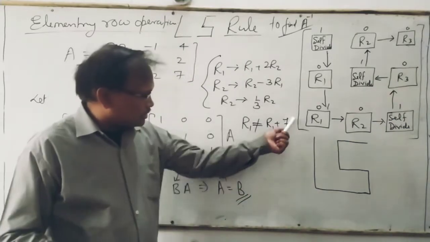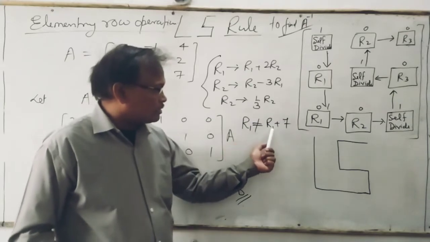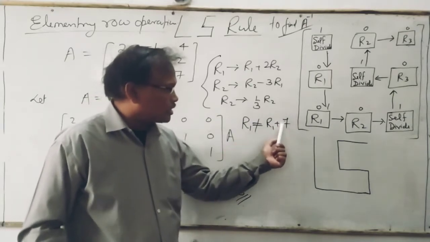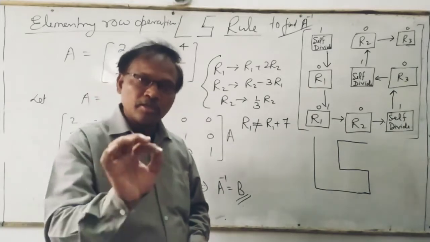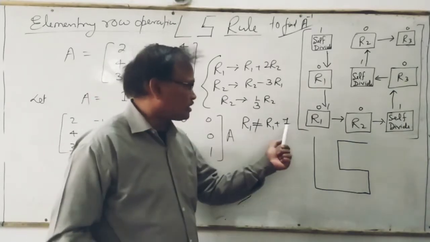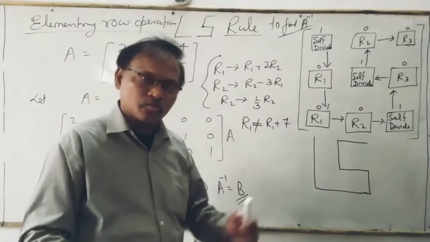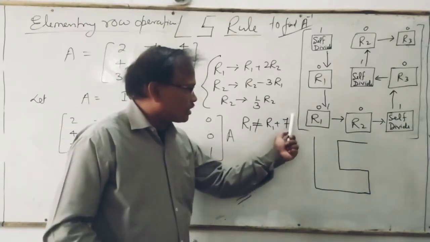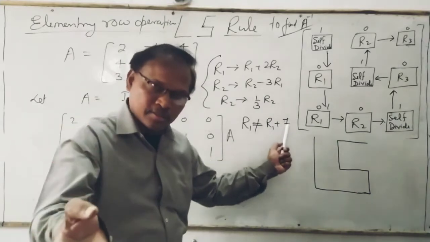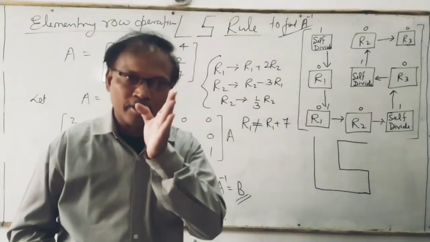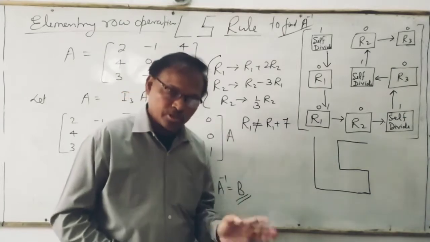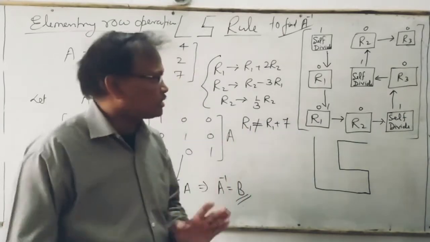The last one in this case: R1 plus 7, you cannot add or subtract a number to the rows. Like adding 7 to R1, this is absolutely wrong, this should not be done. The 7 should come with R1 or R2 or R3. In that case you can add. Meaning subtraction and addition of a scalar is not allowed, so you have to be cautious.